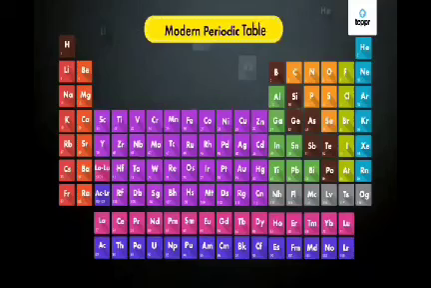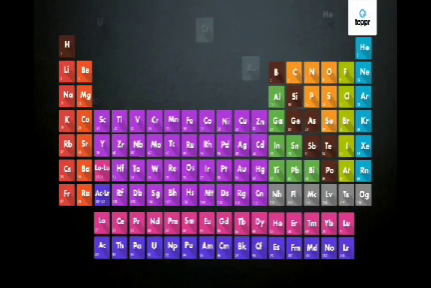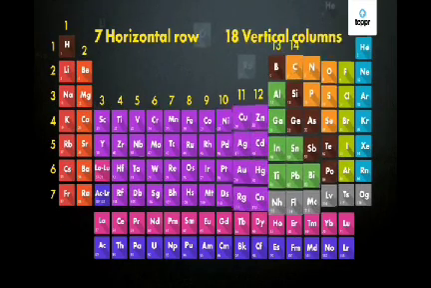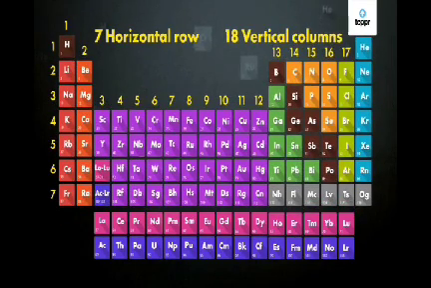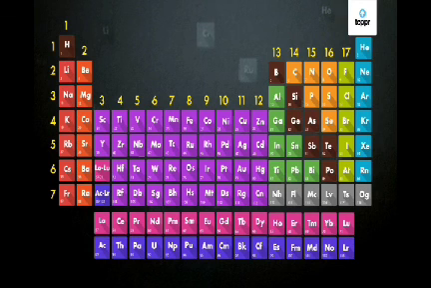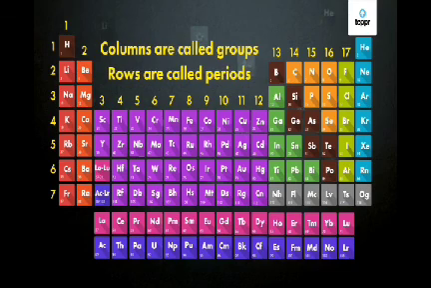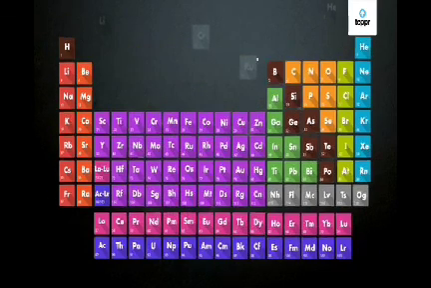Let us go to the incredible journey of the modern periodic table without losing time. The modern periodic table consists of 7 horizontal rows and 18 vertical columns. Just like Mendeleev's periodic table, here also the columns are called groups and the rows are called periods. Can you see a zigzag line over here?